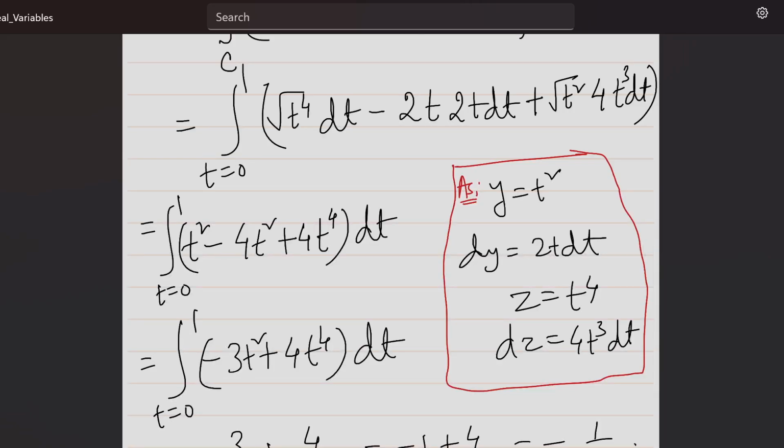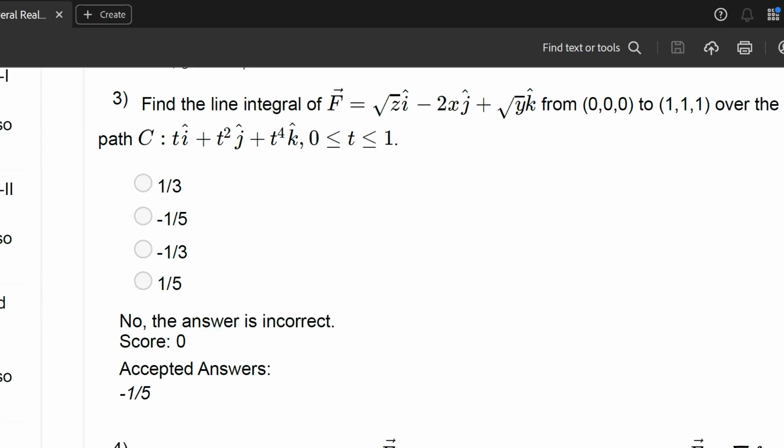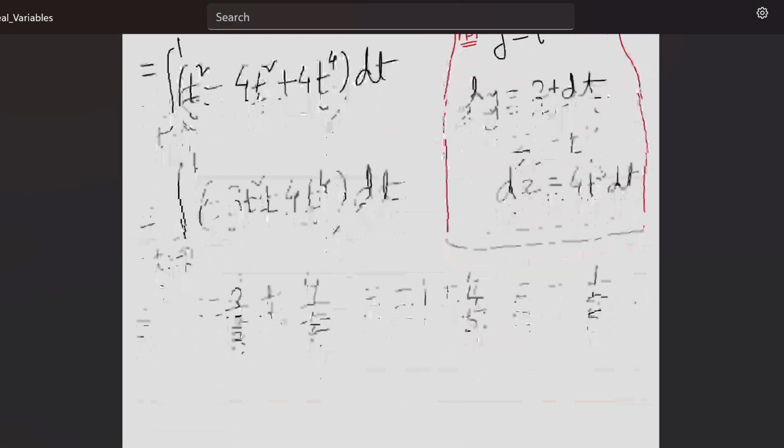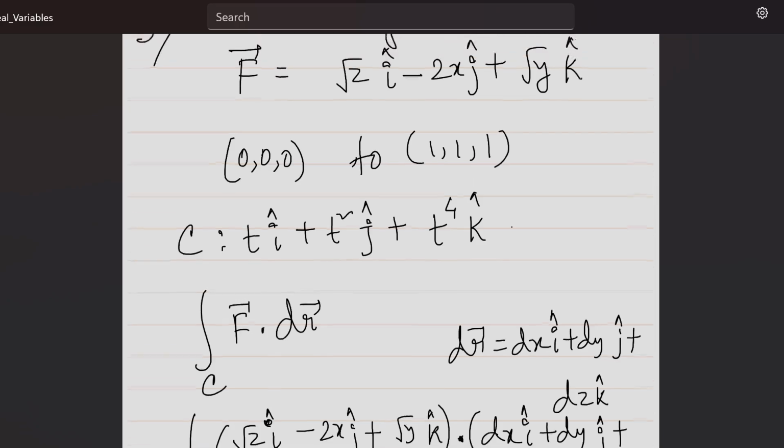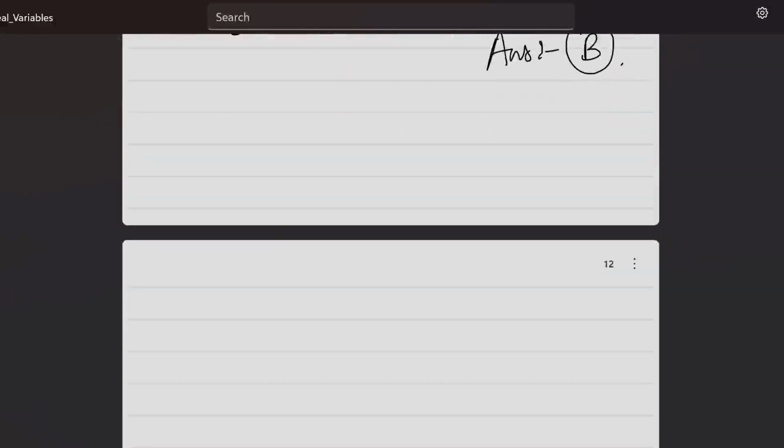This is the line integral. The answer is minus 1 by 5. Correct? Option number B. Correct. Fine. Any question? Then I will move. Any question from up to this? Okay, I think no question, so I will move to the next one.